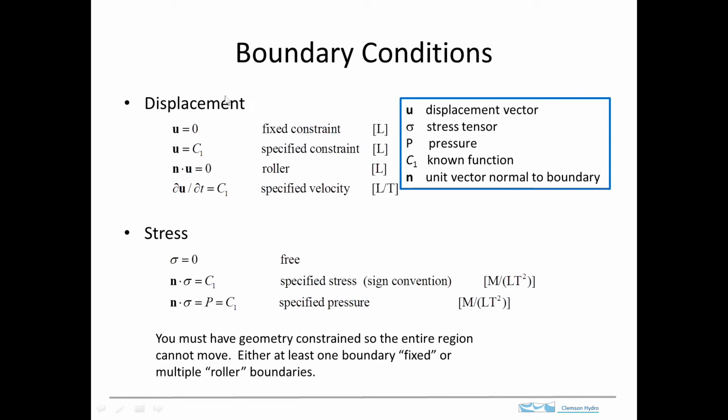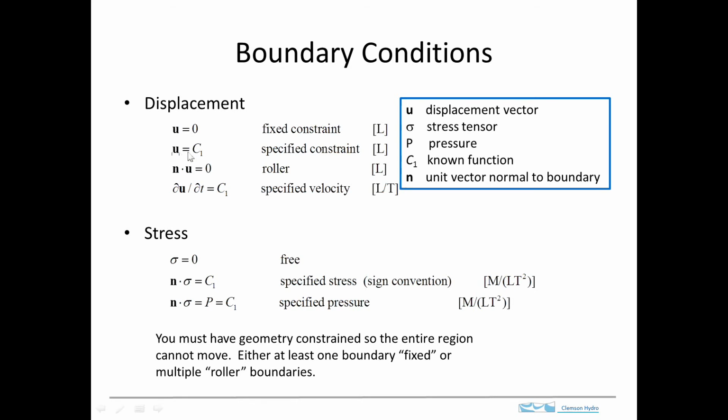And there are two types of boundary conditions that we'll use in general. One is based on the displacement and one is on the stress. So the simplest kind of displacement boundary condition is where the displacement is simply zero. This is called a fixed constraint boundary. And basically it means that the boundary isn't moving in any way.